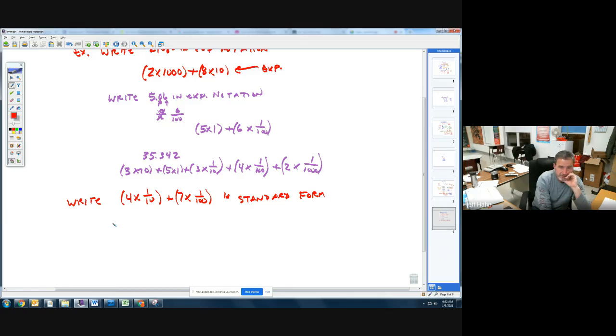Okay, so the first thing we know here is there is no whole number. The first thing we have is a decimal, so you don't have any whole number, so we're just going to put a 0 for the whole number and then put our decimal point. This 4 happens to be in the tenths place, so I put a 4 in the tenths place, and the 7 happens to be in the hundredths place, so 0.47 would be my standard form of that expanded notation.